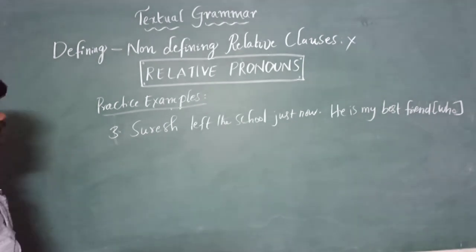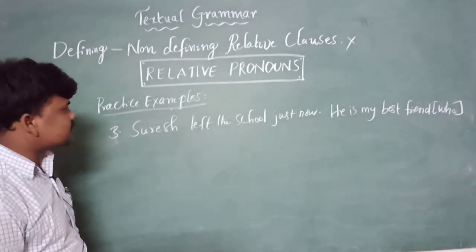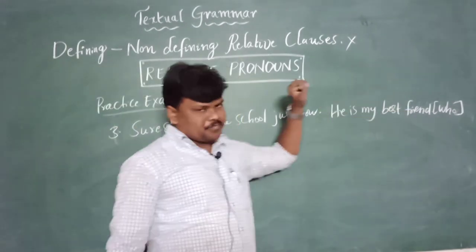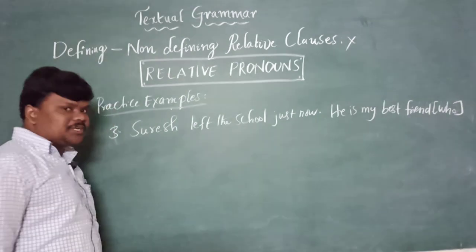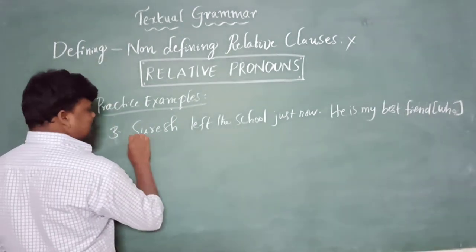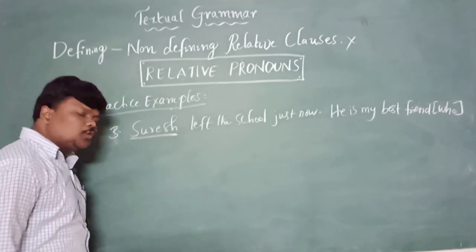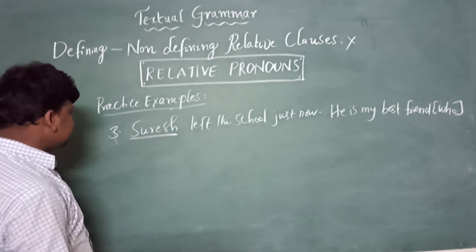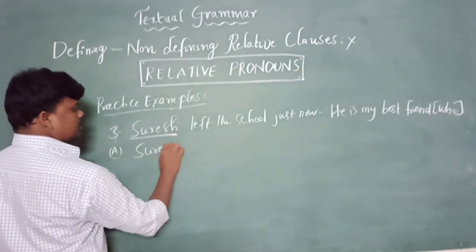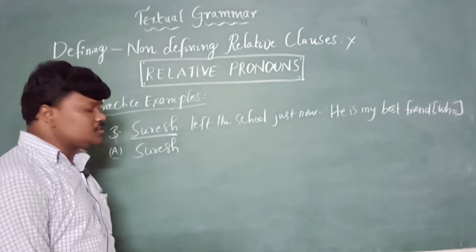Suresh left the school just now. He is my best friend, right? Yes, my dears. We need to combine the two sentences with who, and we need to immediately identify where the person is. Better to have an underline, and this person immediately follows who, right? See the answer: Suresh, you know, this sentence can be written like this also.